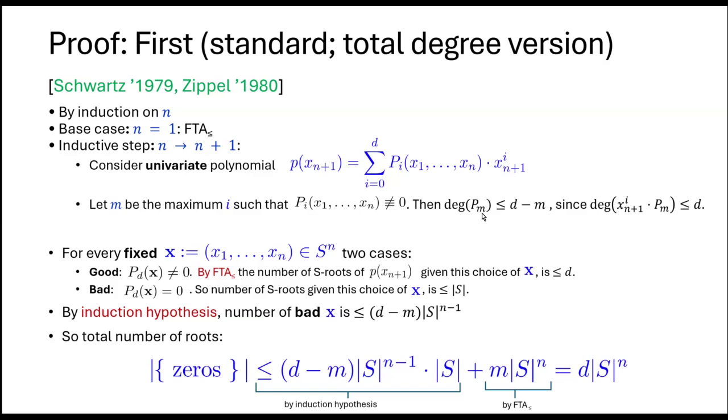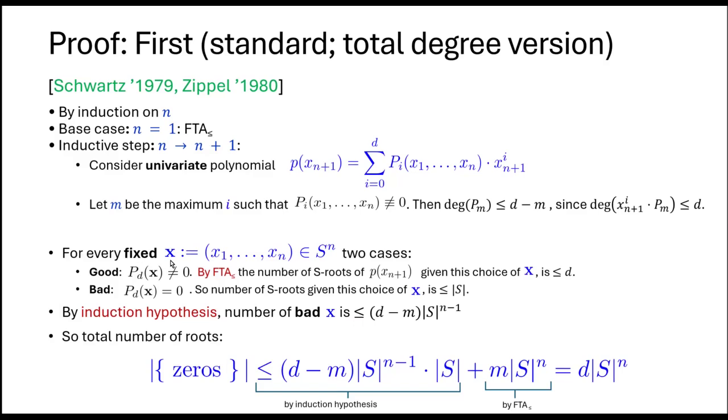So then the degree of PM is at most D minus M, since the degree of the whole polynomial is D. So this is written here. Now, what we do is very simple. We divide it into two cases, the good and the bad cases. In some sense, one part is a reduction to the FTA, to the univariate case. And then we shall consider what happens if this is impossible, and this is the bad case.